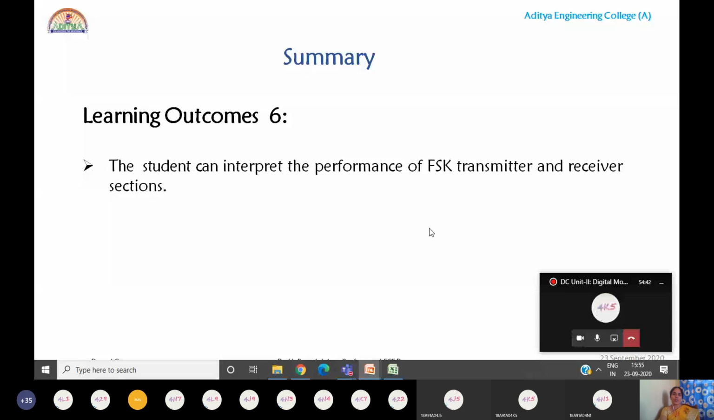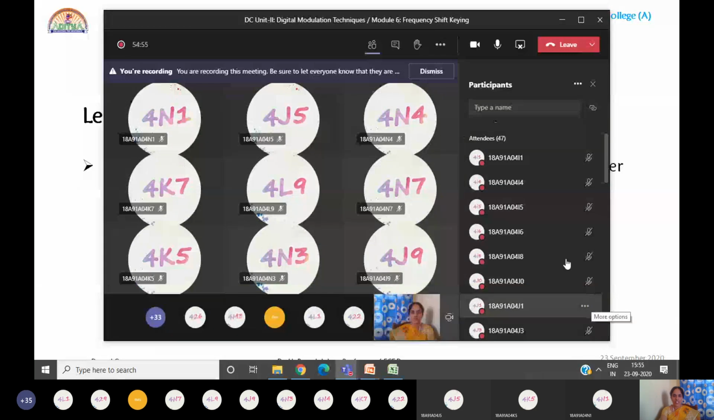Now, any one of the students, please tell me, out of the three techniques you studied, ASK, PSK, and FSK, which one you can prefer the most for varieties of applications? Any one of you?